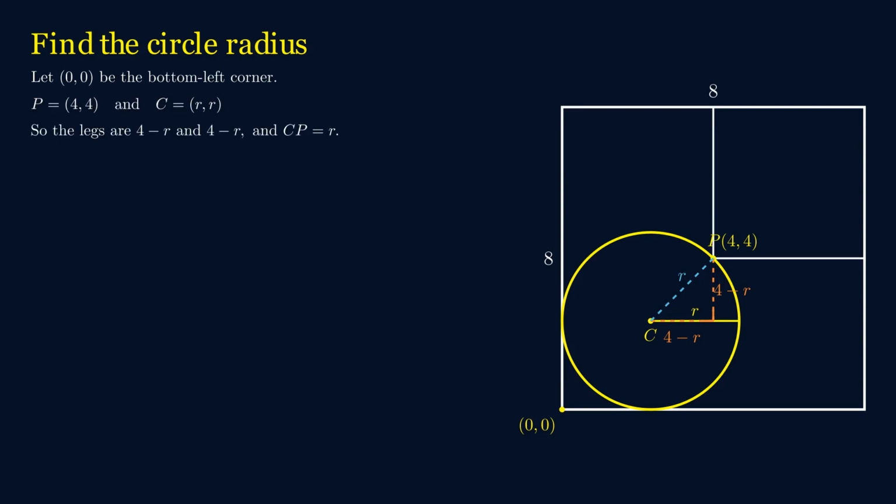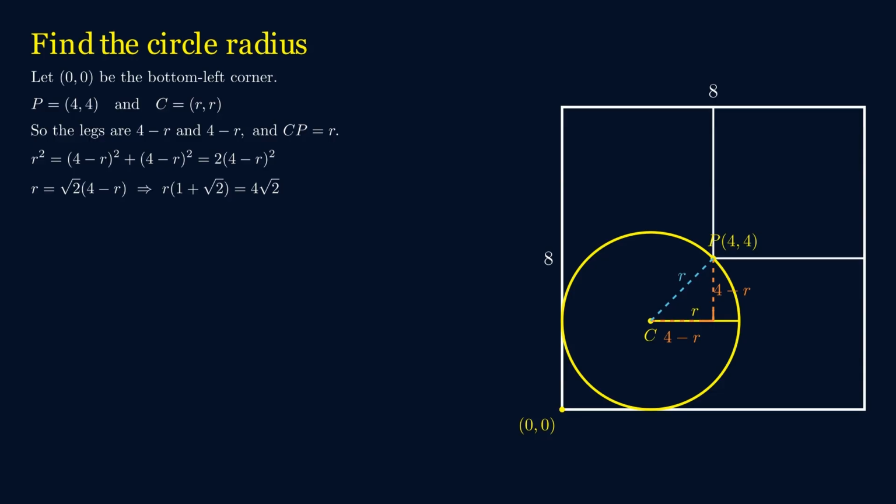Now we just use the Pythagorean theorem. r squared equals (4 minus r) squared plus (4 minus r) squared. In other words, r squared equals 2 times (4 minus r) squared. All right, let's clean that up. Take the square root of both sides, and we get r equals the square root of 2 times (4 minus r).